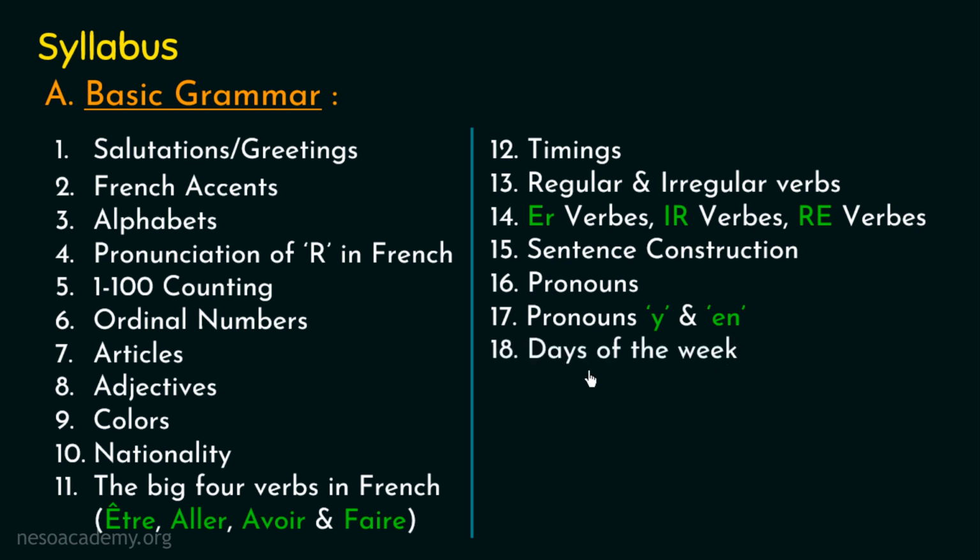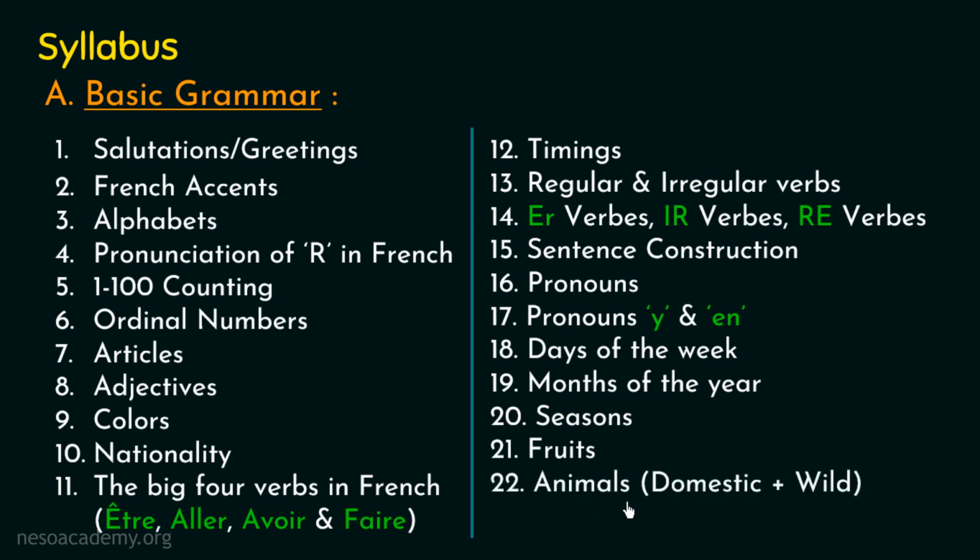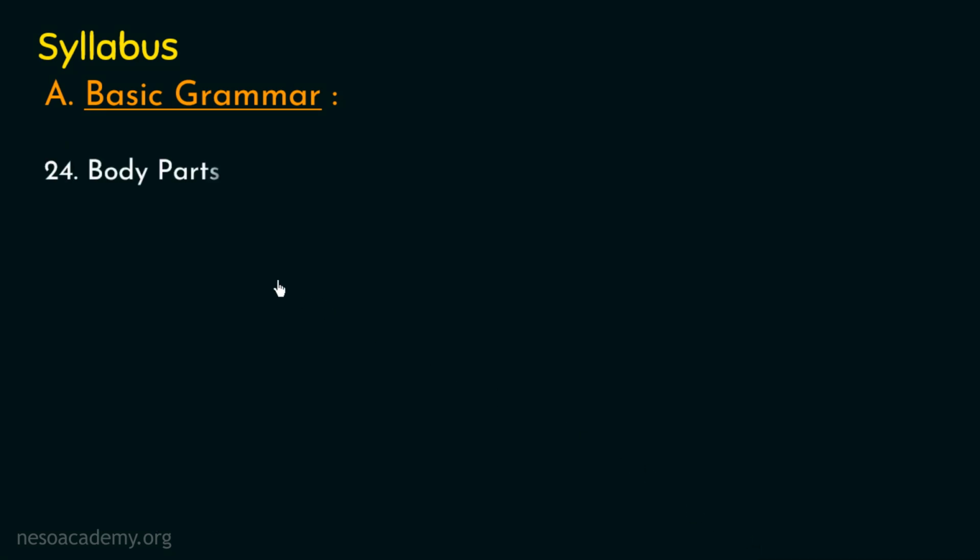18th is days of the week. 19th is months of the year. 20th is seasons in French. 21st is fruits in French. 22nd is animals, which consist of domestic and wild. 23rd is relations in French. After that, we will move on to topic number 24, that is body parts in French. Then 25th is prepositions à and de.